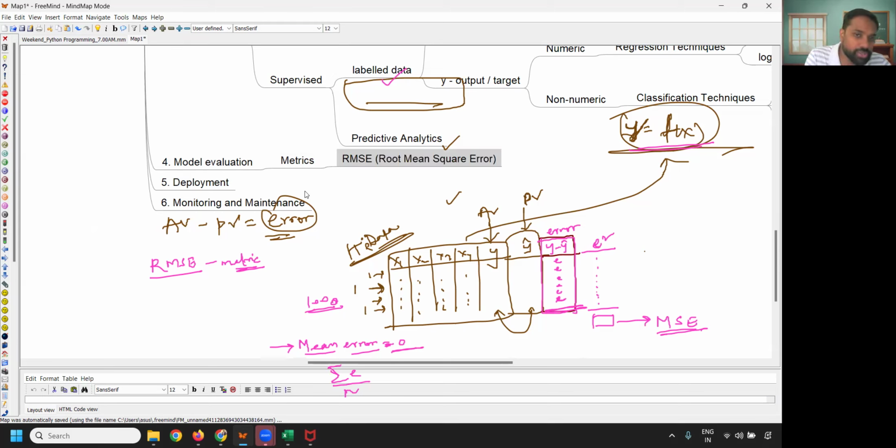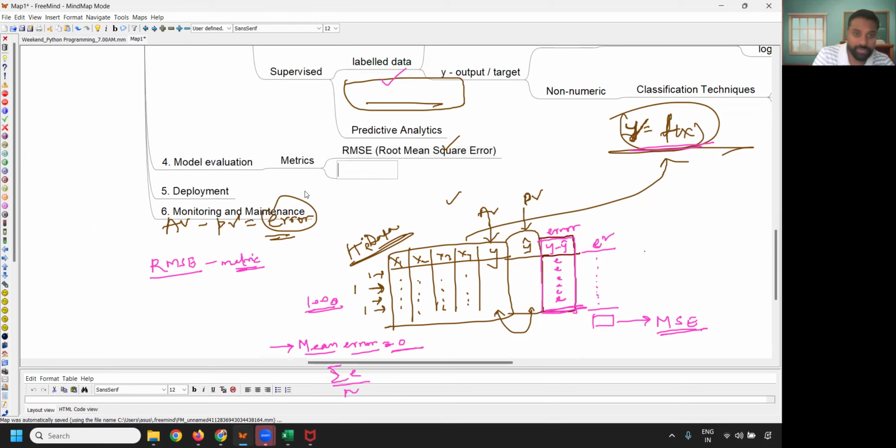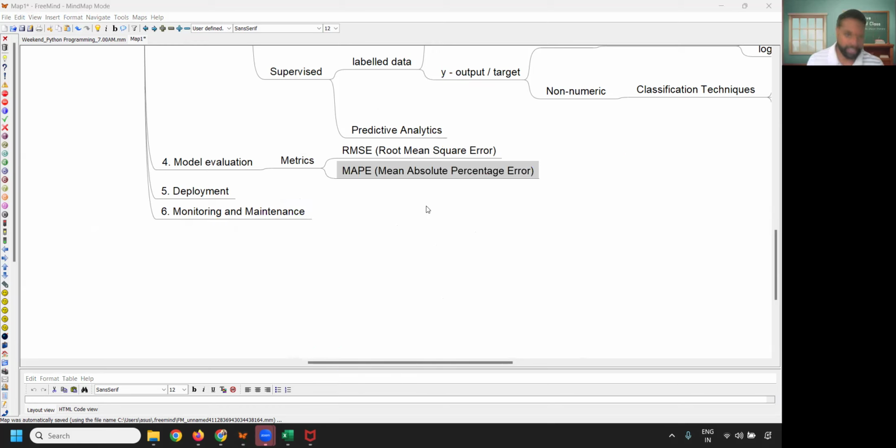But there are variations of error calculations. We also use MAPE, mean absolute percentage error, which is again a different way to represent the aggregated error, but that comes in a percentage form. It's nothing but mean absolute percentage error. So this is for regression cases.